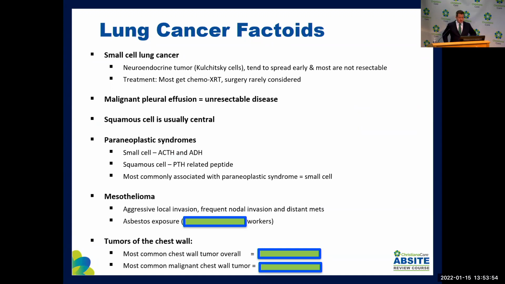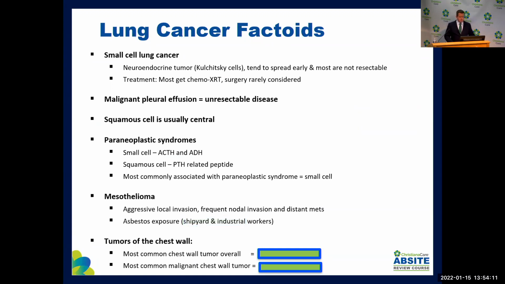Mesothelioma, aggressive local invasion, frequent nodal invasion, distant mets, pretty bad prognosis overall. Usually tied to asbestos exposure, so they'll sometimes give the occupation of the patient in the question stem and what, right, shipyard or some kind of industrial worker.